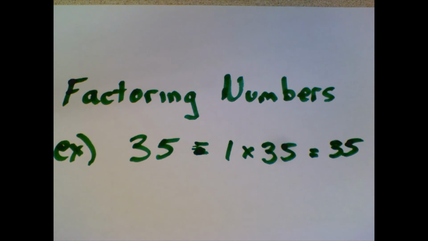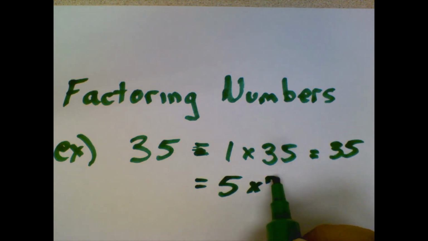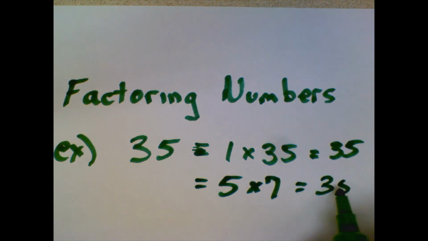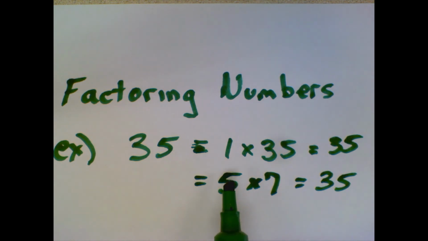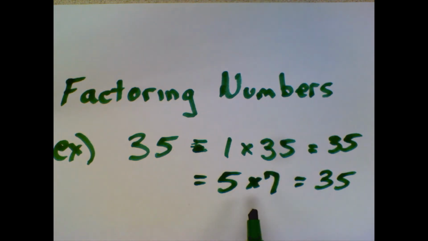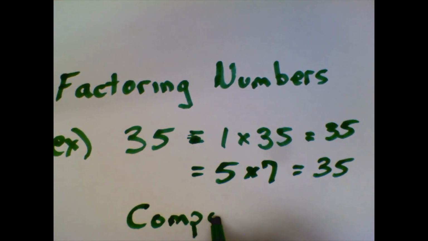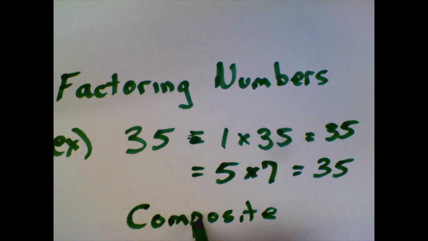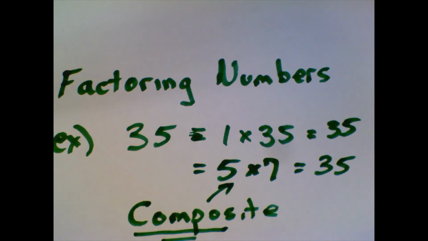But I think you're probably all chomping at the bit, and you can think of one more pair. And if you think about it, 5 times 7 is also 35. So since there are factors other than 1 and 35 in this example, namely 5 and 7, the number 35 would be considered composite. Okay, it's composed, you can see the root word, composed of other factors.